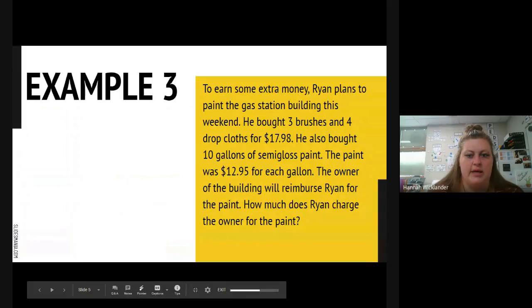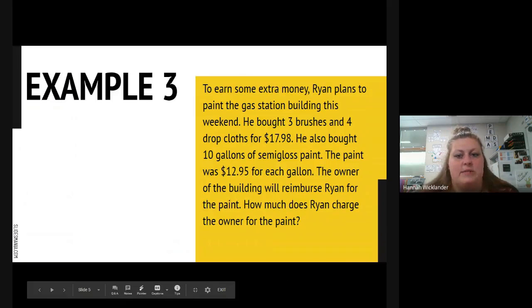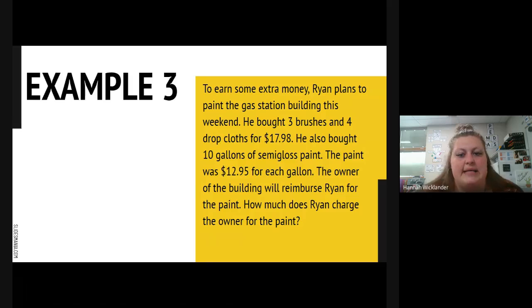Okay, example 3. To earn some extra gas money, Ryan plans to paint the gas station building this weekend. He bought 3 brushes and 4 drop cloths for $17.98. He also bought 10 gallons of semi-gloss paint. The paint was $12.95 for each gallon. The owner of the building will reimburse or pay back Ryan for the paint. How much does Ryan charge the owner for the paint?